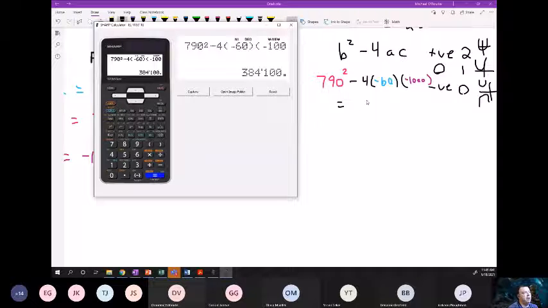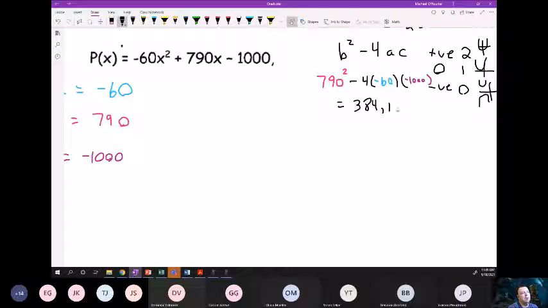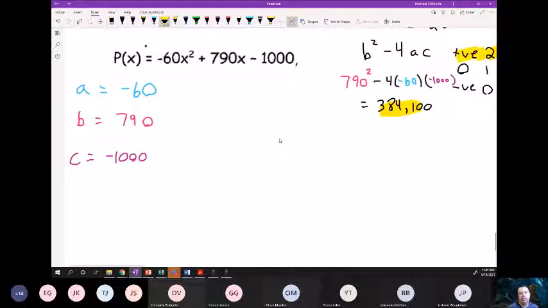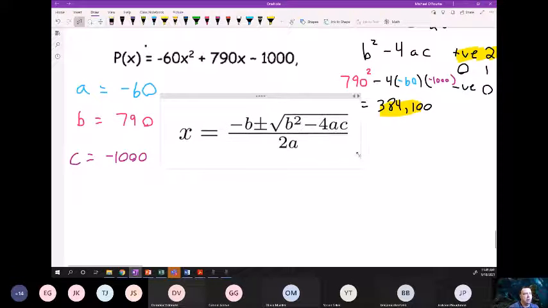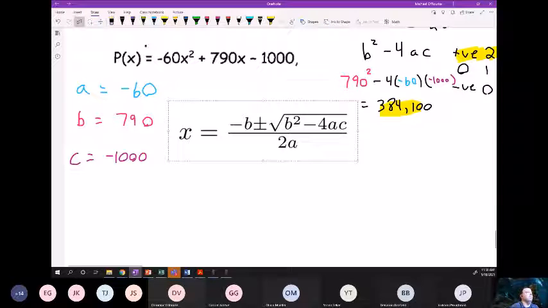So we got a positive number, right? Oops, one too many zeros. So that positive number means we have two roots. Okay? Does that make sense to everyone so far? Okay. Then we just have to go through and plug everything into our quadratic equation. Okay? I'll give you a minute to get started before I catch up. Okay?